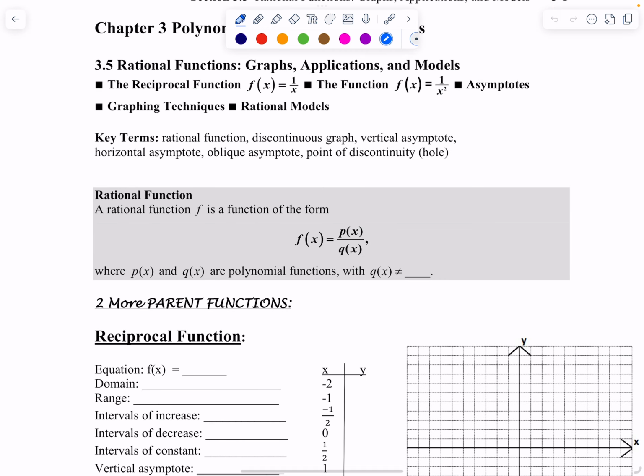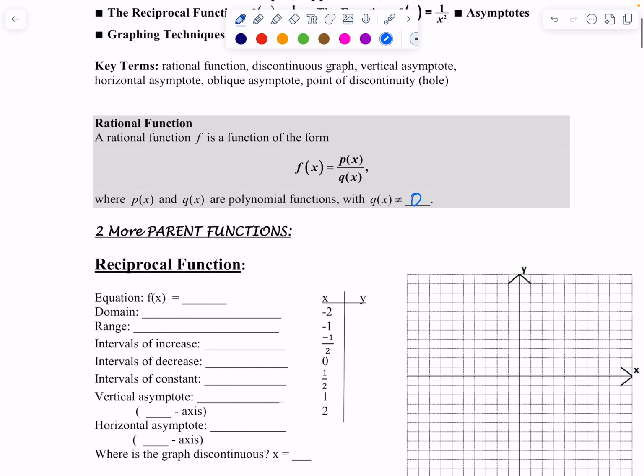So in this video, we're going to do section 3.5, which is rational functions. A rational function has a function on top and a function on the bottom. That means rational is a fraction. So remember, with fractions, you have to make sure that the denominator is never going to be 0.